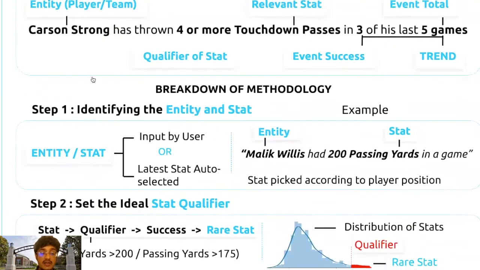Step 1 is to identify the entity and the stat. Our algorithm offers two possible ways of doing so. First, the user, be it an announcer or a journalist, shall manually select these. Second, the algorithm automatically picks the latest entry.